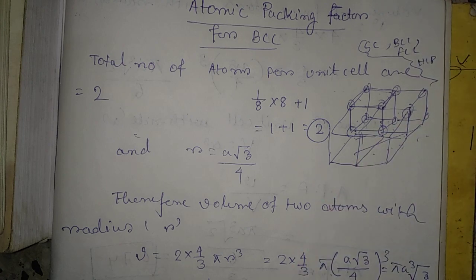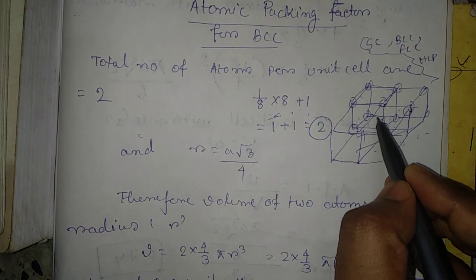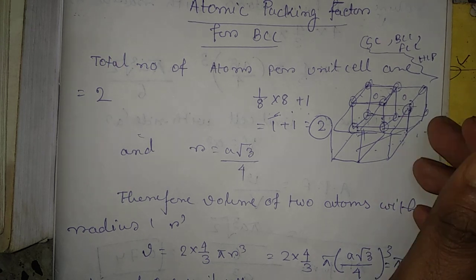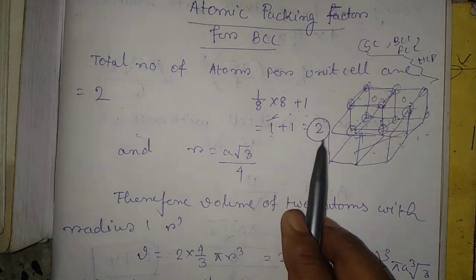So that means 8 times 1 by 8, plus 1 body center atom in the center, which is not shared at all. In addition, there is 1 atom at the body center. Therefore the total number of atoms in the body centered cubic structure is 1 plus 1 equals 2.